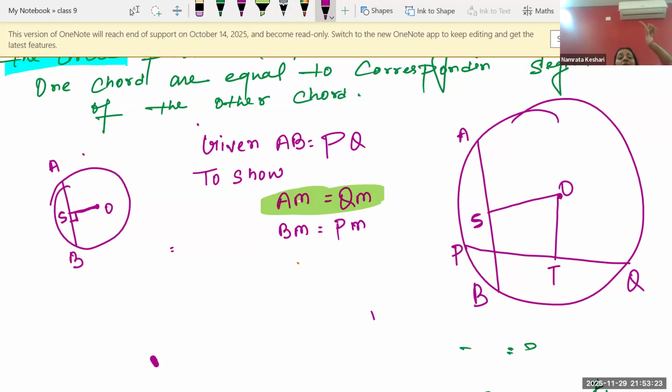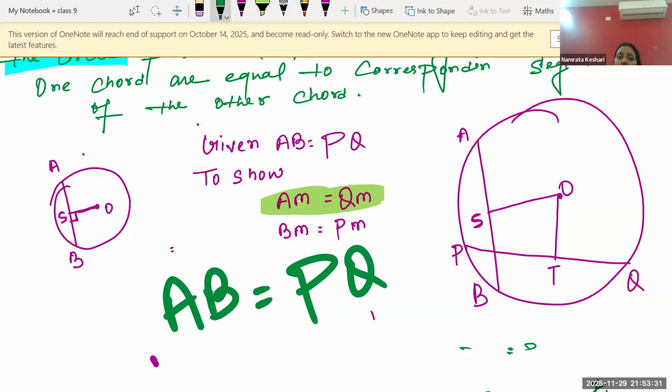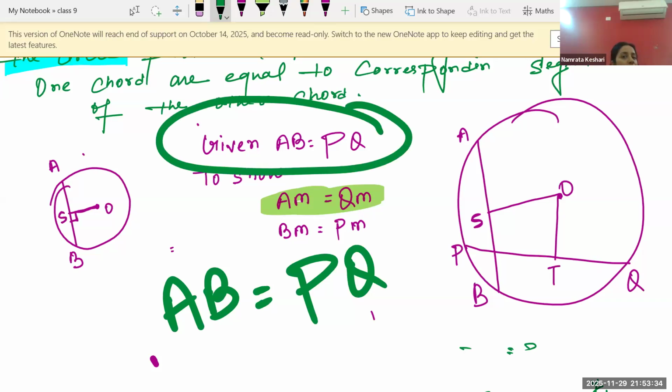If the complete AB and the complete PQ are equal, already given in the question, then half of AB and half of PQ will be the same. That means AS and QT will be the same. Is it clear so far? After that we are going to join the center and the point of intersection M, and very easily you will be able to prove these two are congruent triangles.